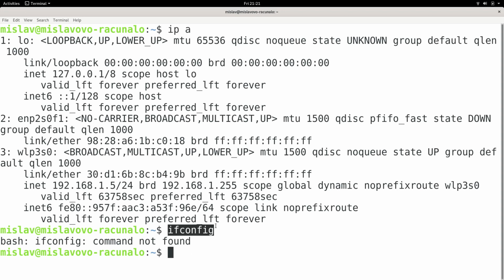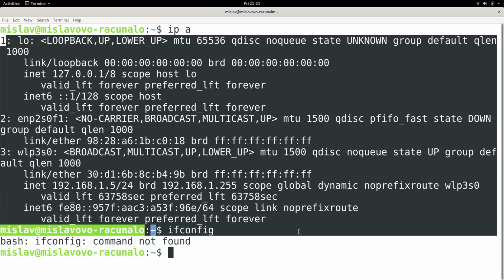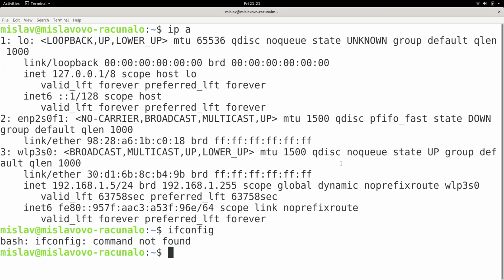Okay, so just understand that some older operating systems will use the ifconfig command, and it will actually give you the same information, only with different structured output. Okay, but basically that command is used for the same purpose.